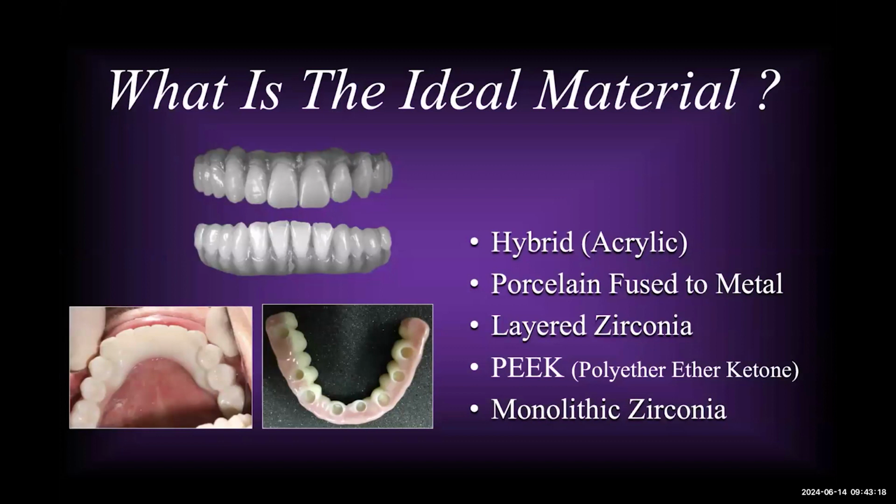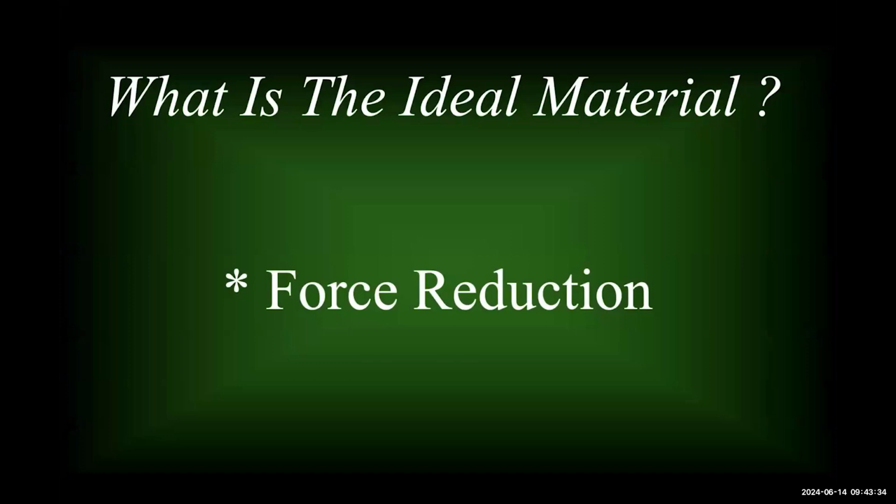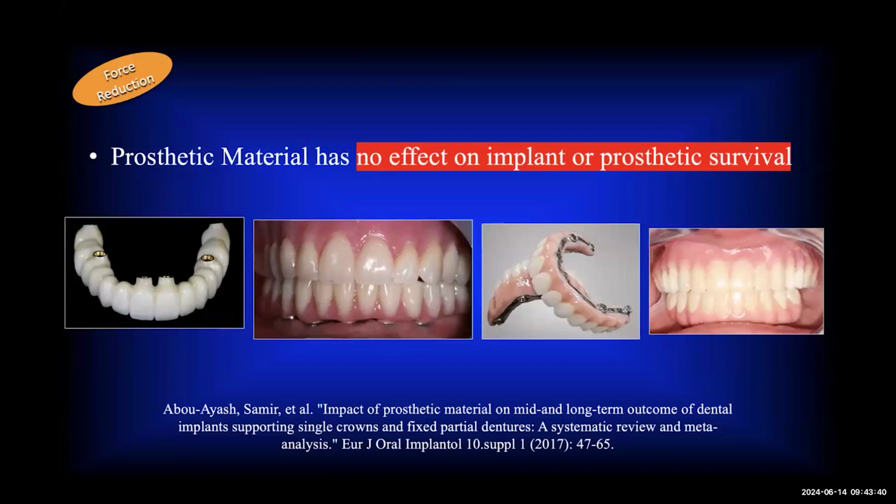With that being said, now we know about the occlusion. We know how to build our occlusion. What is the ideal material? Many materials have been used for fixed prostheses. If we look at the ideal material, first, let's look at force reduction. In the early days, Randolph talked about using denture teeth because they absorbed a lot of the force. So let's look at studies on whether there is a prosthetic material that actually does that. And here's a study: prosthetic material has no effect on the implant or the prosthetic survival.